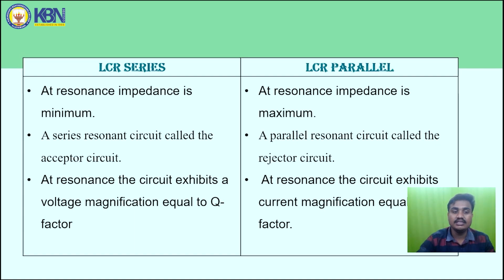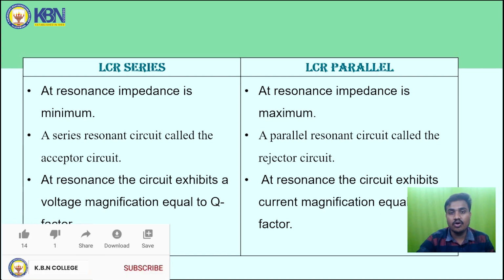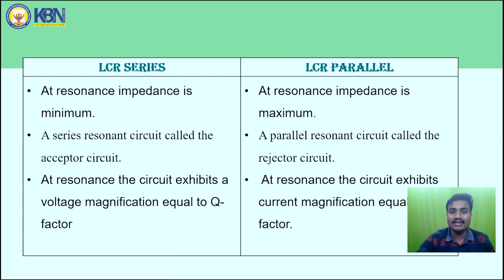A series resonant circuit is called the acceptor circuit, whereas the parallel resonant circuit is called the rejector circuit. At resonance, the series circuit exhibits a voltage magnification which is equal to the quality factor, whereas in the LCR parallel circuit, at resonance, the circuit exhibits a current magnification which is equal to the quality factor of the circuit.